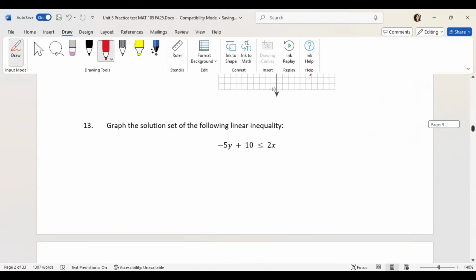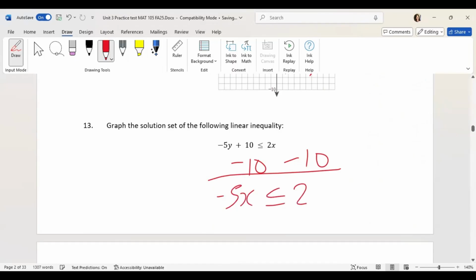Okay, another inequality. This time it is a closed line because we have less than or equal to. So the first thing we want to do is to solve the inequality to look like the slope-intercept form. I want to subtract 10 from both sides. And then I have negative 5x is less than or equal to 2x minus 10. The next thing I want to do is divide all through by the coefficient. Be careful this time, everybody. We are dividing by a negative and there's an inequality. So divide by negative 5. This inequality will flip to greater than or equal to.